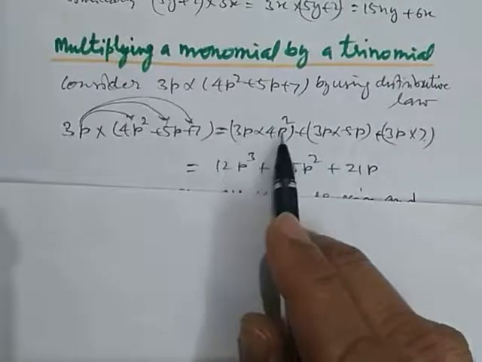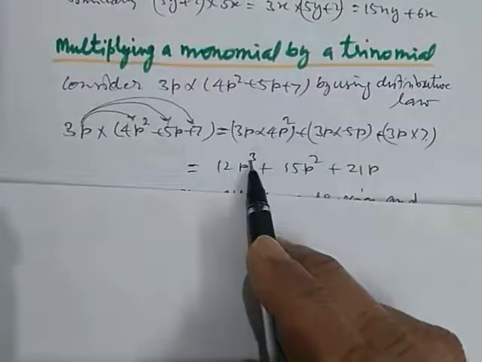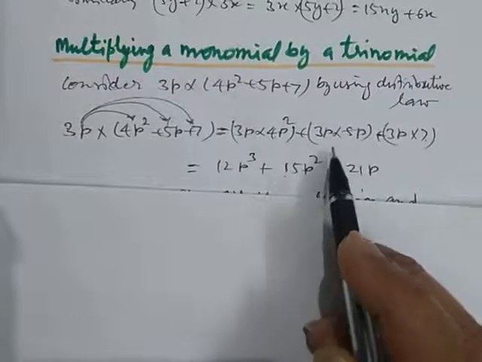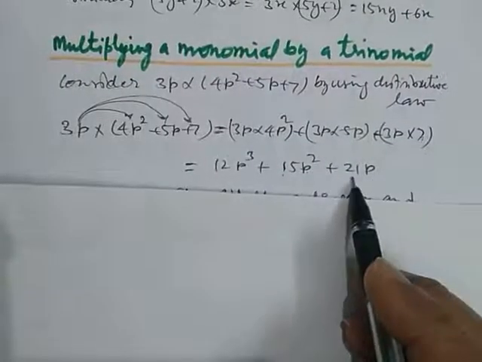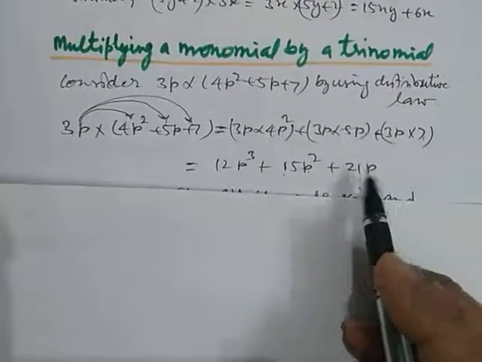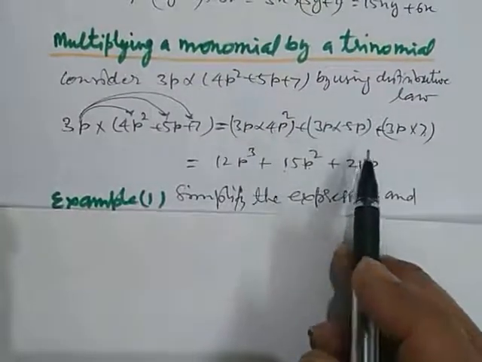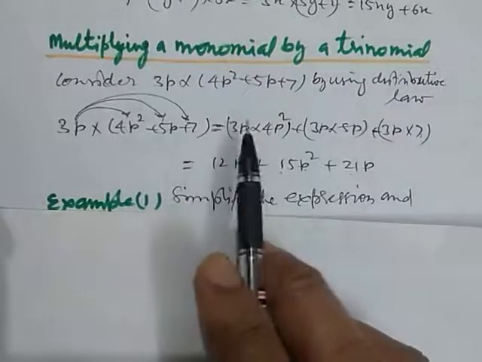Now solve. 3p into 4p square: 3 into 4, 12, p and p square, p cube. 3 into 5, 15, and p into p, p square. 3 into 7, 21, and this p. So this is the result. So this way we can get the result of multiplying a monomial by a trinomial.